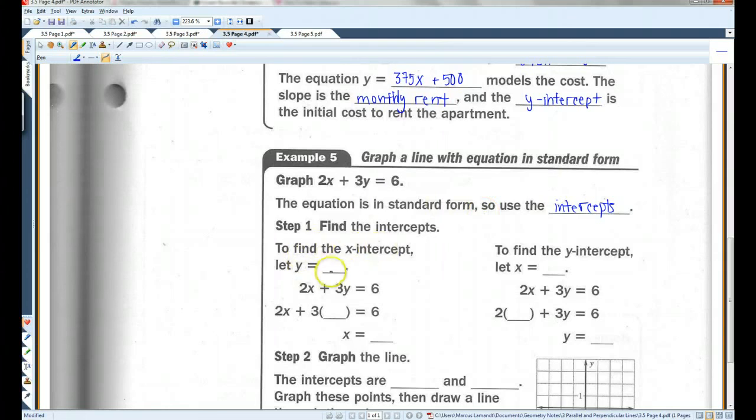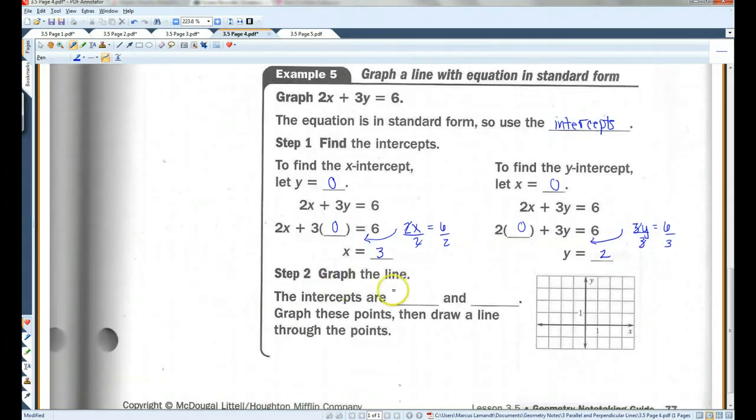To find the x-intercept, let y equal 0. So I'm going to plug in 0 for y. I'm going to add a step because I don't give you room. 3 times 0 is 0, so I'm left with 2x equals 6. When I divide both sides by 2, x equals 3. To find the y-intercept, let x equal 0. So I'm going to plug in 0 here. 2 times 0 is 0, so 3y equals 6. When I divide both sides by 3, y equals 2.